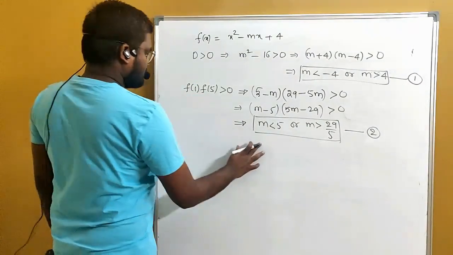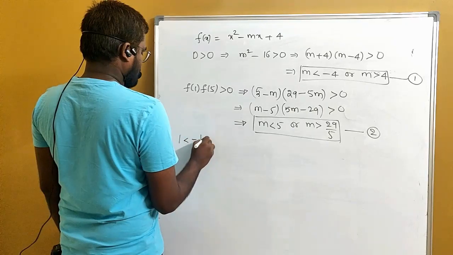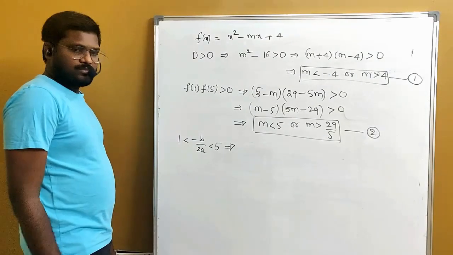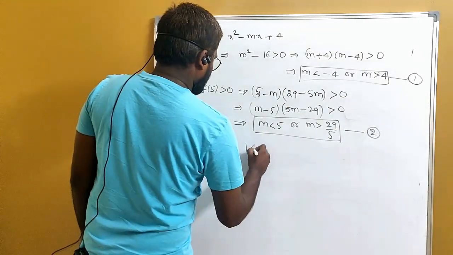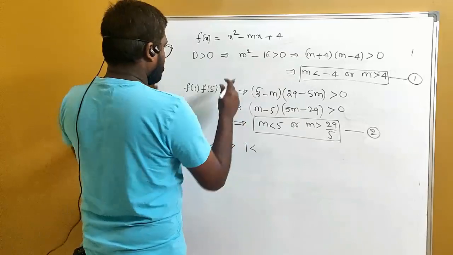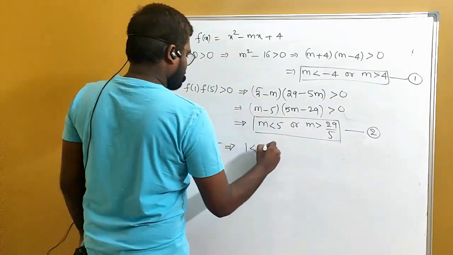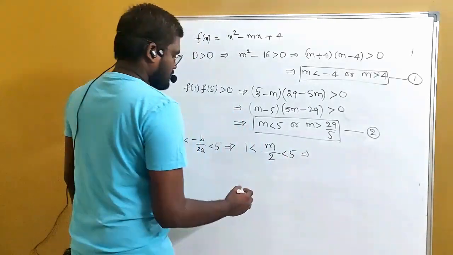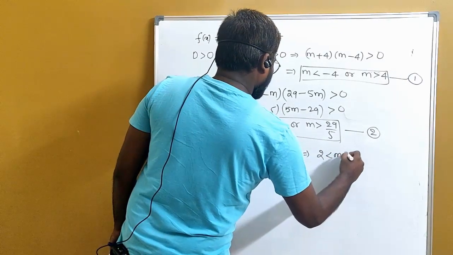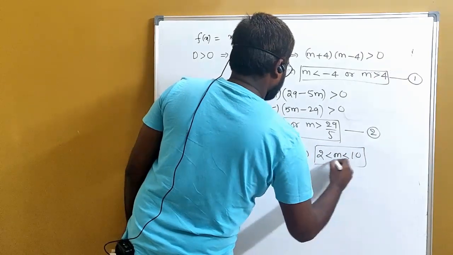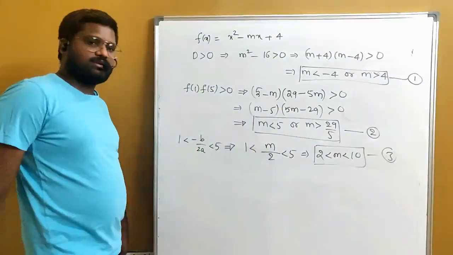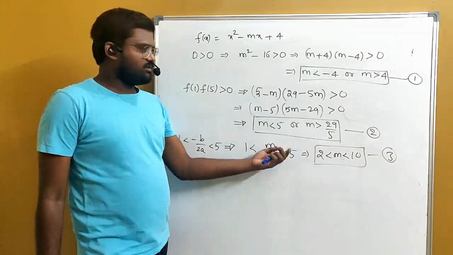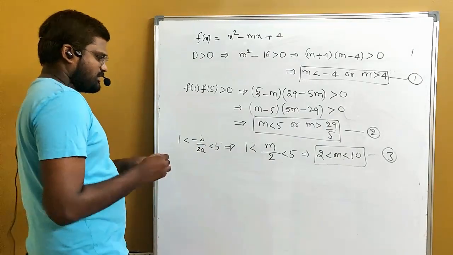Okay. Now finally what is the third restriction? 1 less than minus b by 2a less than 5. Isn't it? Now 1 less than what is minus b? What is b here? Minus m. Minus of minus m, that is m, by 2a, 2 into 1, 2, less than 5. So this will be 2 less than m less than 10. So this is inequality number 3. So definitely if you take the intersection of these 3 inequalities, you will get the answer. Now let us try to solve it.